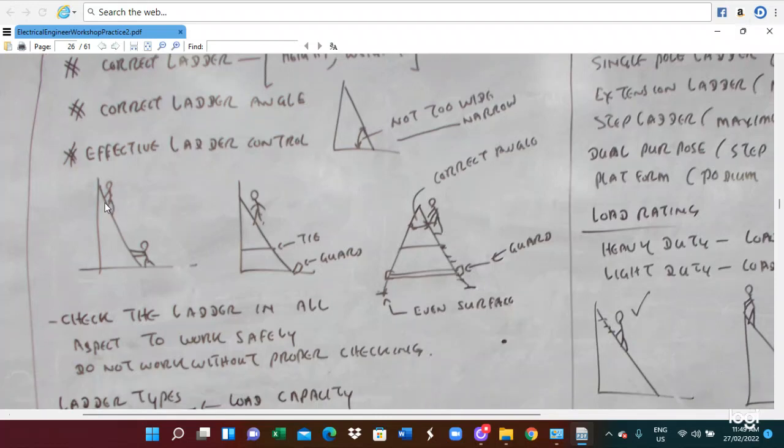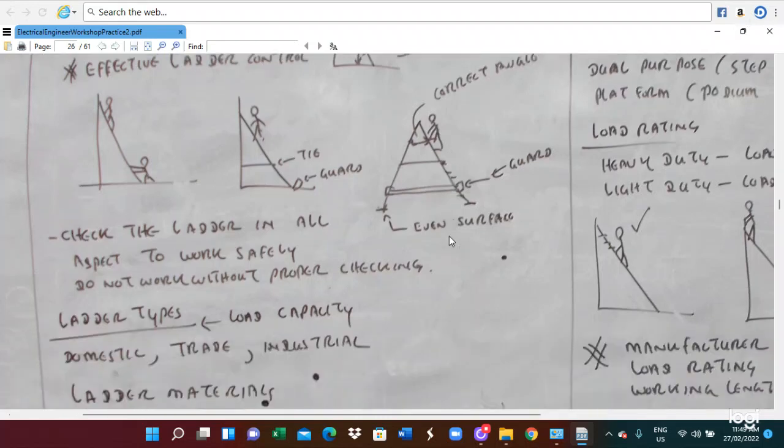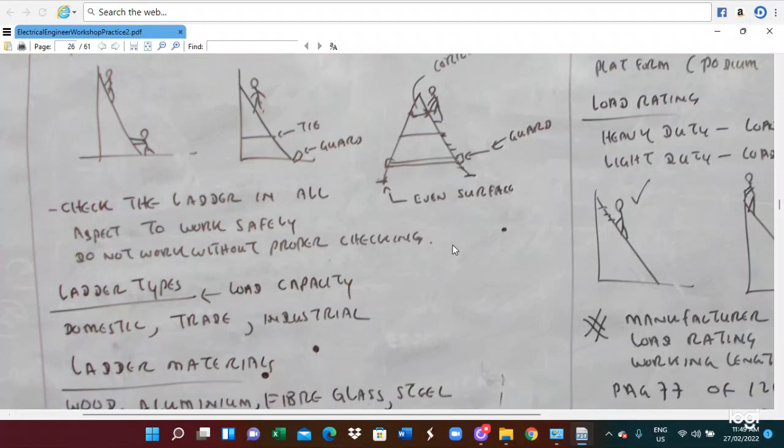Because one person is working at height, another person has to hold the ladder, or it must be appropriately tied, and a guard has to be utilized. The ladder must be put onto an even surface, appropriate guards must be utilized, and the angle must be appropriate. So we have to check the ladder in all aspects. Also, to work safely, do not work without proper checking.